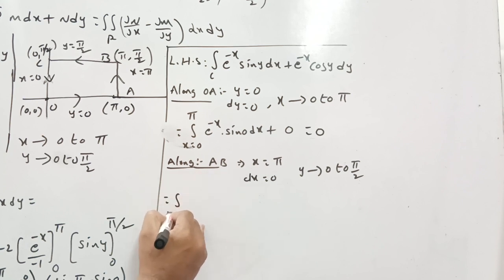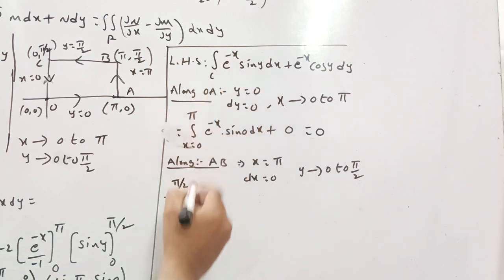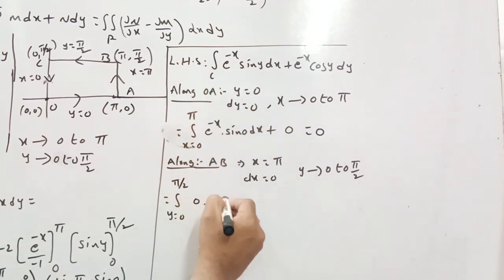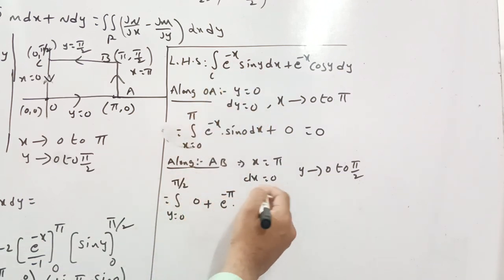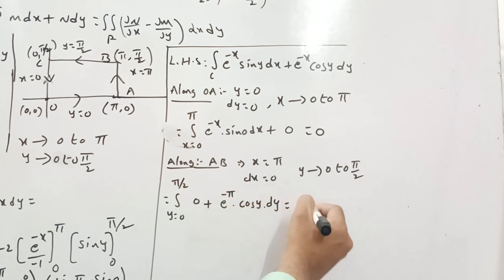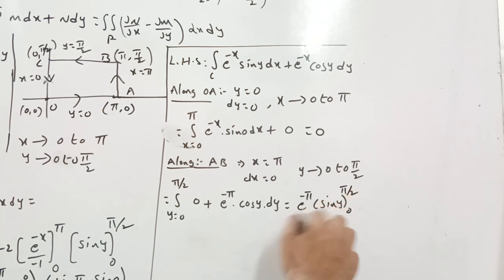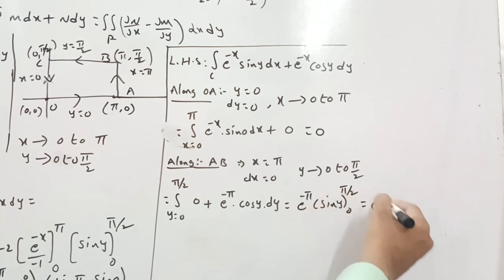Along AB, y is equal to 0 to pi by 2. dx is 0, so this part is 0. Plus e power minus x, with x equal to pi, constant, cos y into dy. Integrating cos y gives sin y, with limits 0 to pi by 2. Substituting the upper limit pi by 2, sin 90 is 1, and sin 0 is 0. I get e power minus pi.